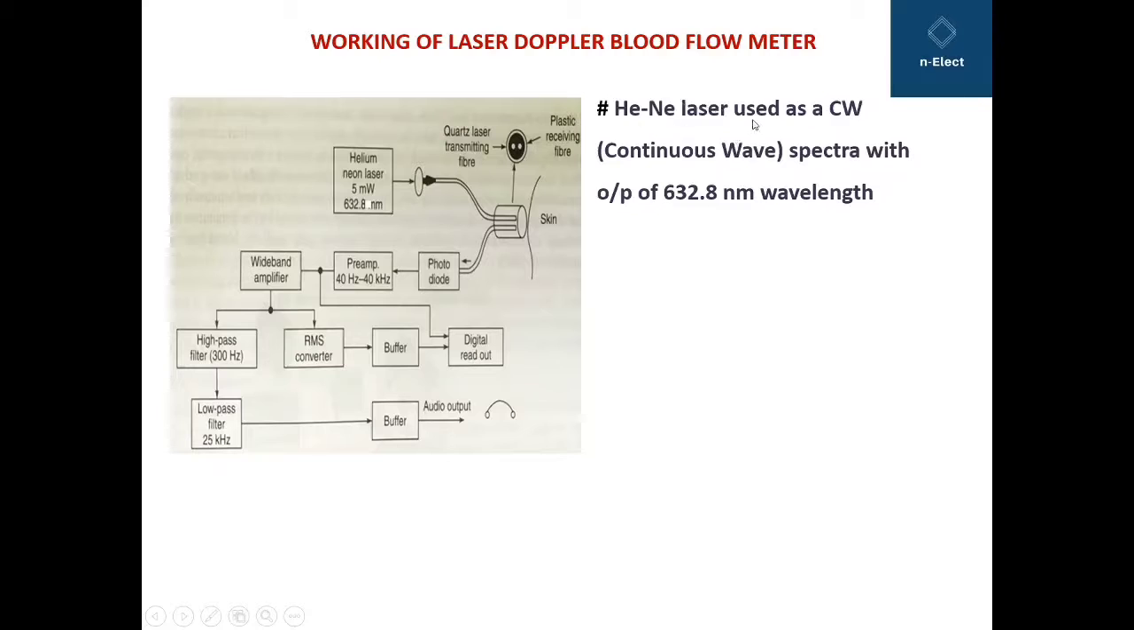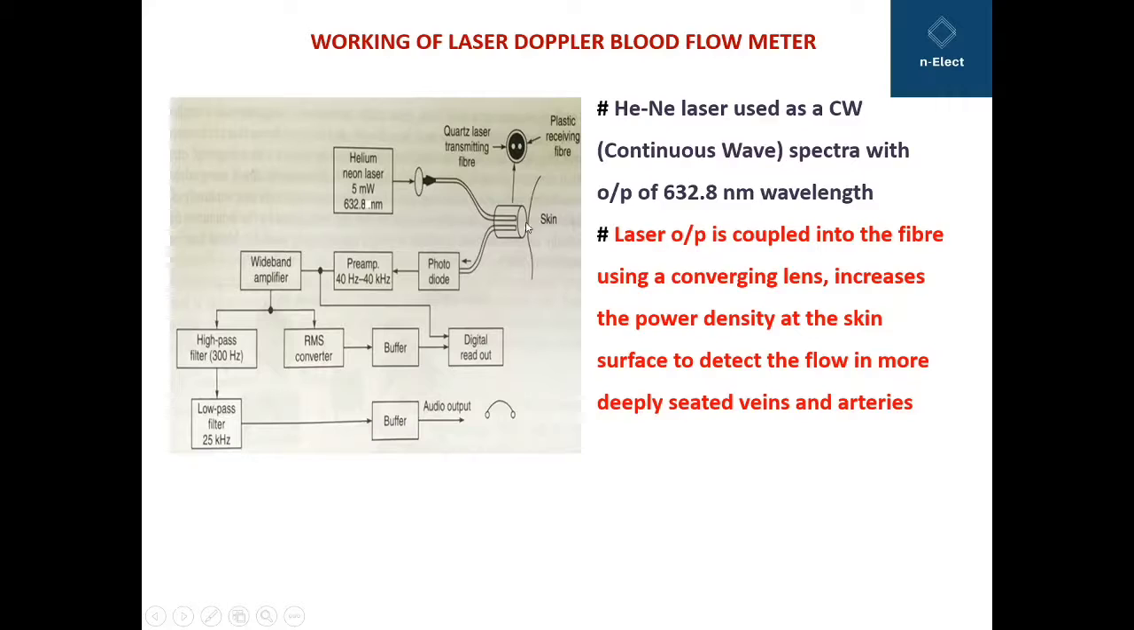The helium neon laser is used as a continuous wave source with an output of around 632.8 nanometers wavelength. Laser output is coupled into the fiber using a converging lens, which increases the power density at the skin surface to detect the flow in the deeply seated veins and arteries. The intensity is increased because for deeply seated veins and arteries, it is necessary that this beam should reach that particular place.